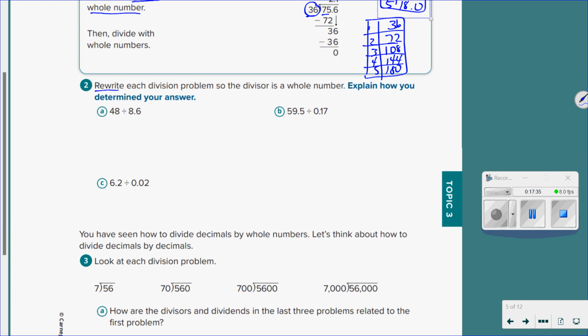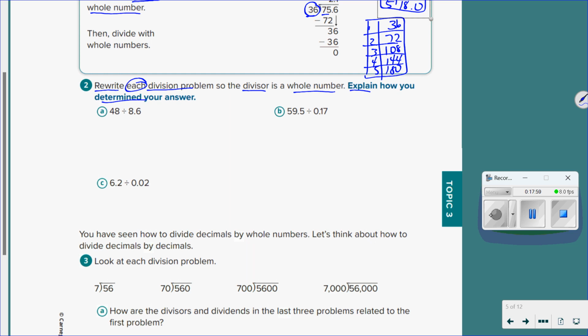I want you to rewrite each division problem so the divisor is a whole number. And then explain how you determined your answer. Your work can show that. So if you're showing me what you're multiplying each of them by, that will explain your answer. You only got 3 of them to do, so I'll give you guys 5 minutes. Try to do it yourself first, and then you can compare answers with those at your table.